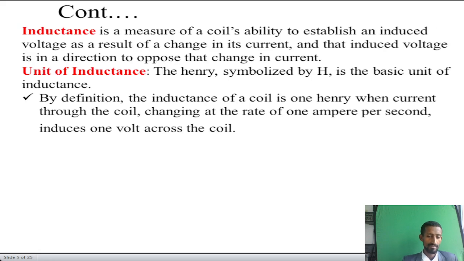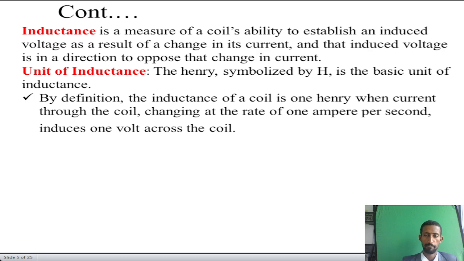What does inductance mean? Inductance is a measure of a coil's ability to establish an induced voltage as a result of a change in its current, and that induced voltage is in the direction to oppose that changing current. The direction of the induced voltage is determined by Lenz's law. What is the unit of inductance?